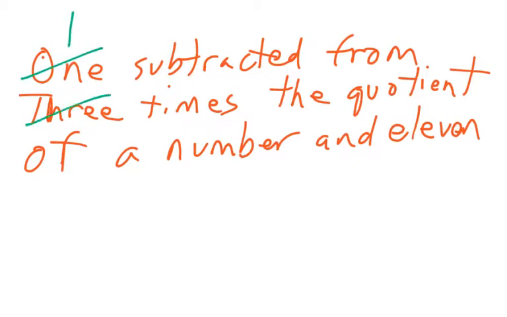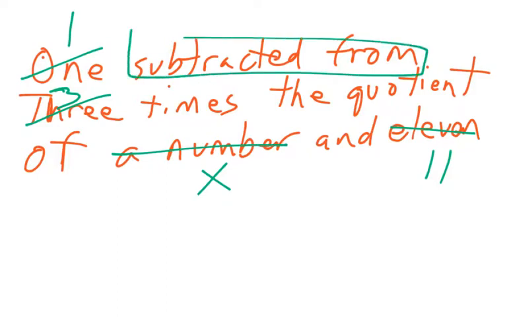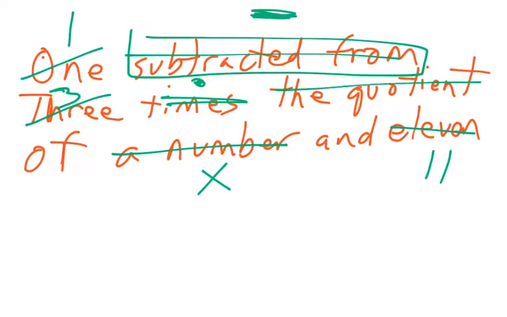1, 3, 11. Right? Cross off the words that mean numbers and write the numbers. Now the phrase a number is X. That's our second step. Third step is to identify keywords. You have subtracted from, which means minus. But notice it's subtracted from. Hint, hint. We have times. So I'll put a multiplication sign. The quotient of, division. Okay, and again, you just have to study these from your chart.